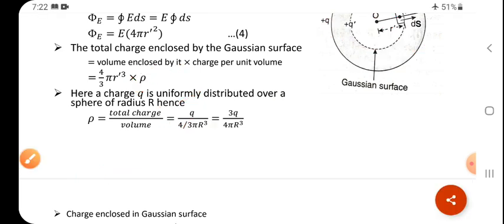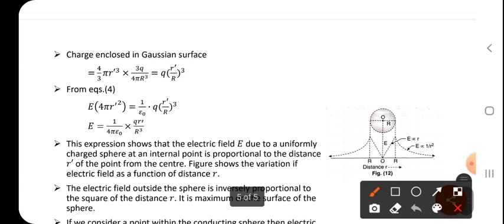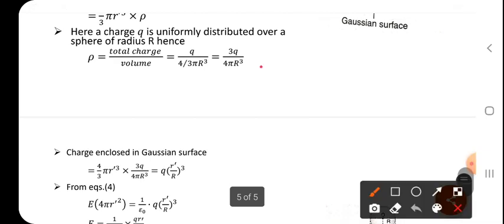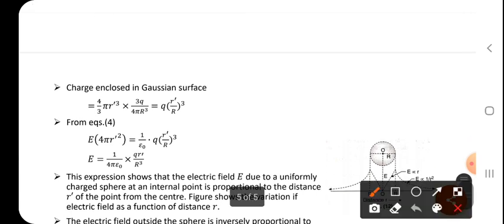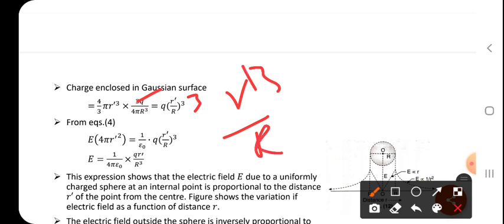Okay, now the charge enclosed in the Gaussian surface, q enclosed, is equal to, in the place of rho, see here what you got just now, rho value is substituted here. And in the place of this, this is written. Okay, so finally the 3 and 3, 4 pi and 4 pi get cancelled. What is remaining? Q is there, and r dash by r whole cube, means r dash cube by r cube. So for the common, cube is written.